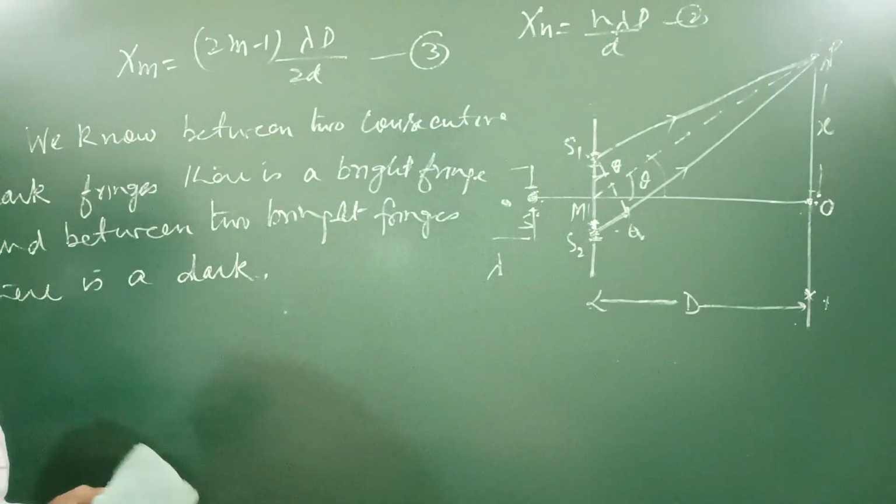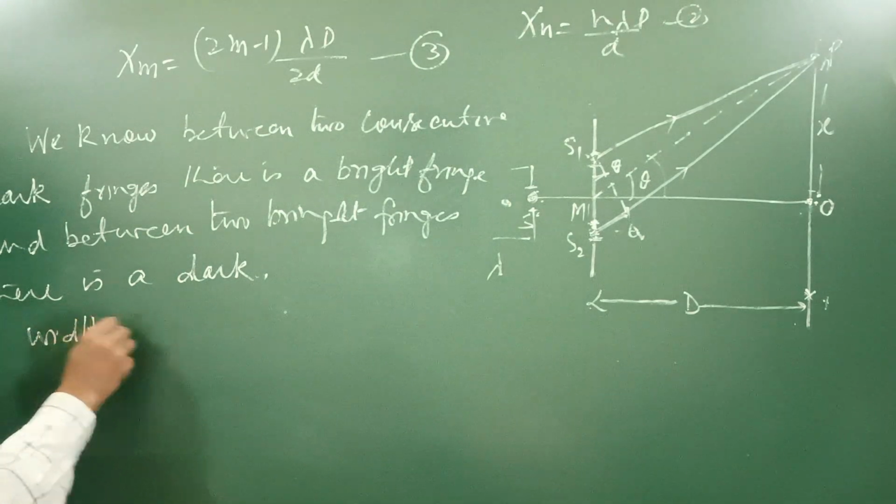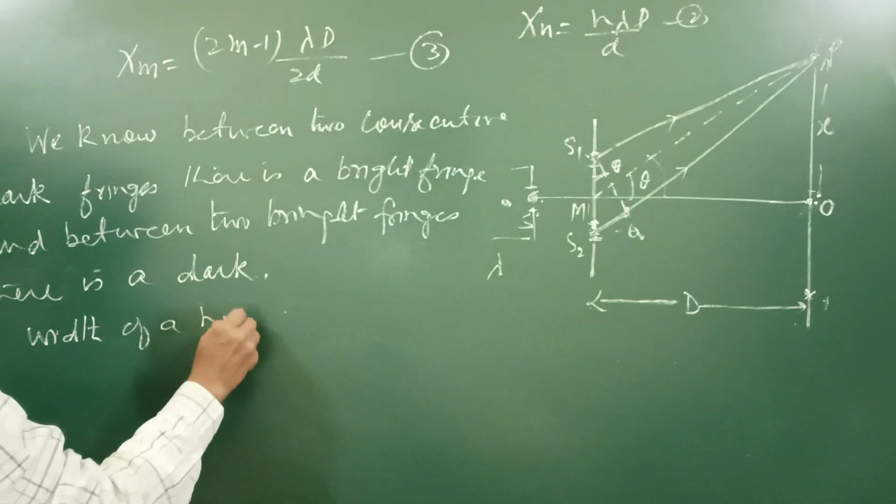So how to find out width? And therefore, width of a bright fringe.